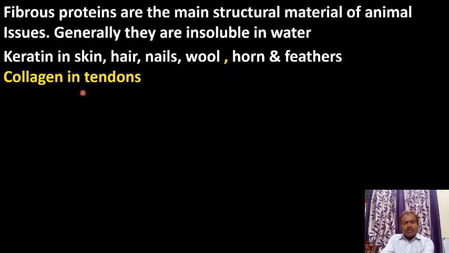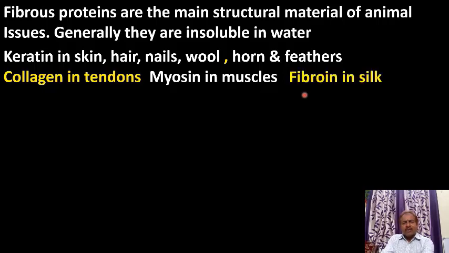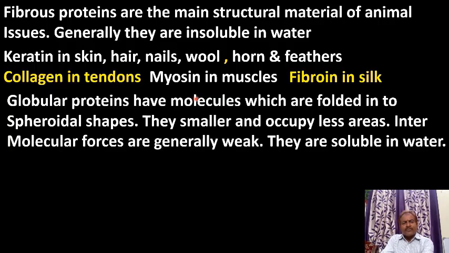Collagen is another protein present in tendons. Myosin is a protein present in muscles. Fibrin is a protein present in silk. So all these are examples of fibrous proteins, and of course they are the structural material for tissues.